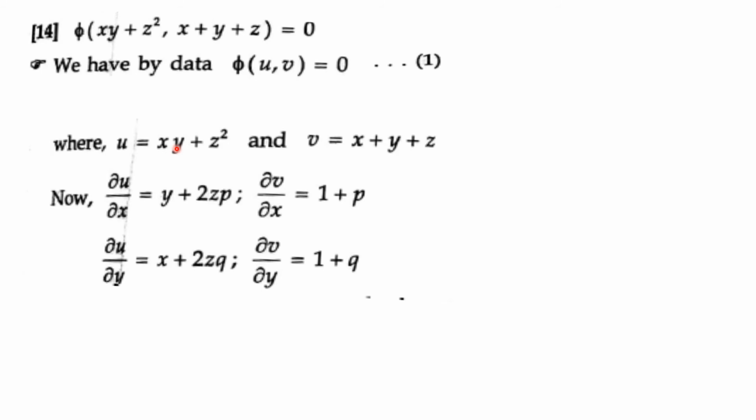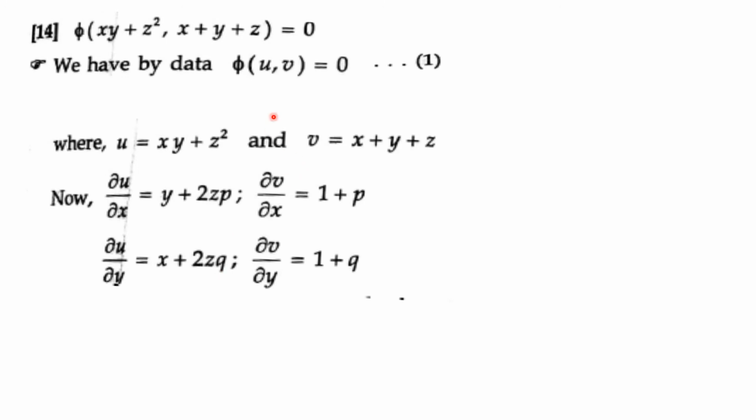So differentiation of xy is y plus differentiation of z square is 2z into dou z by dou x, but dou z by dou x is p. So it's directly written as y plus 2zp. Next we have to differentiate this with respect to y. So differentiation of xy is x plus differentiation of z square is 2z into dou z by dou y, but dou z by dou y is q.